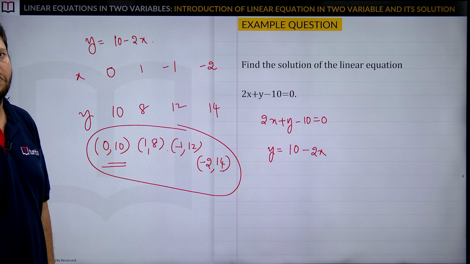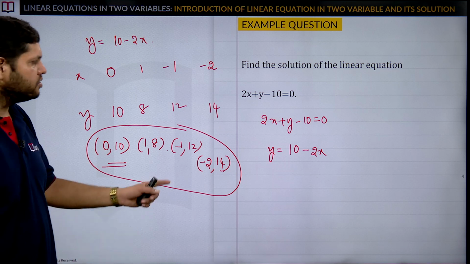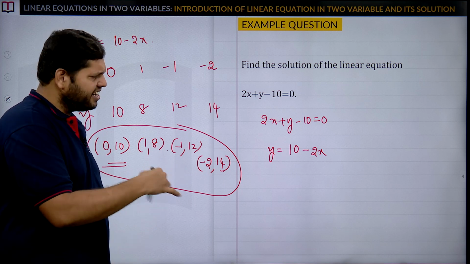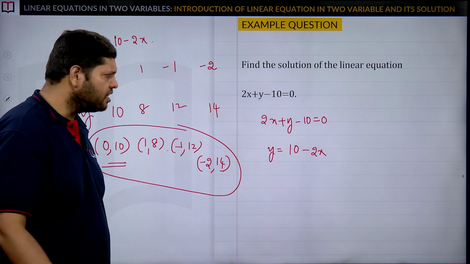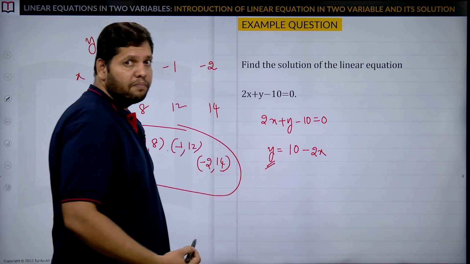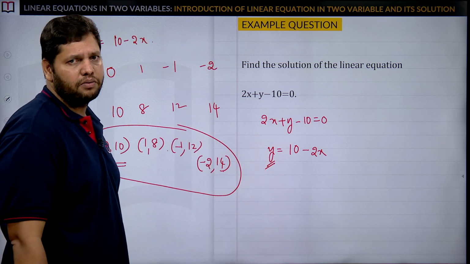Are you getting my point, children? How can we find the solutions? First of all, you write the given equation as y is equal to something. You can write x is equal to something also, not an issue. But generally we will write y is equal to something because we consider x as the independent variable and y as the dependent variable.